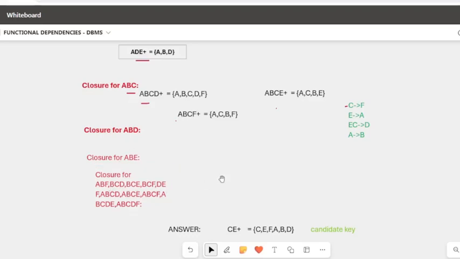If we get a closure containing all attributes A, B, C, D, E, F, then the right-hand side is called a super key and the left-hand side is called a primary key. For this problem, we identified only CE as my primary attribute. So CE is my candidate key. Hence, we finalize that for this relation, the prime attribute is CE.